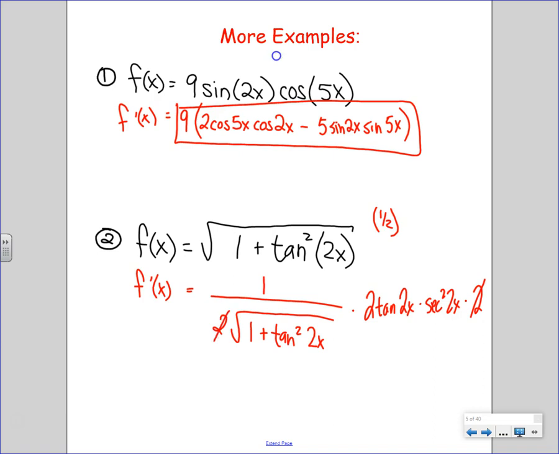So we bring down the 1/2, negative 1/2. Then the derivative of the inside. Remember, don't get tricked by the trig notation. It's tangent squared, so bring down the 2. Then derivative of tangent is secant squared, times the derivative of 2x. Got it?